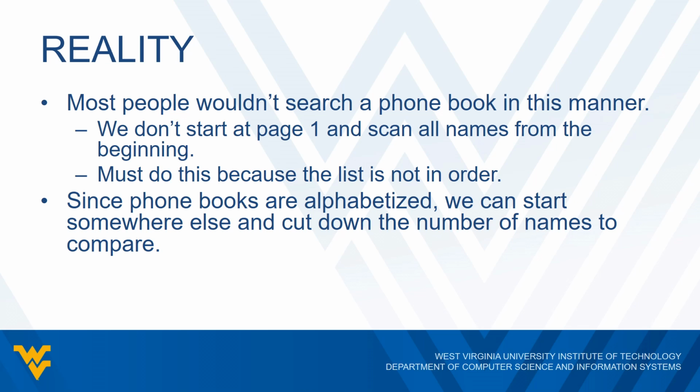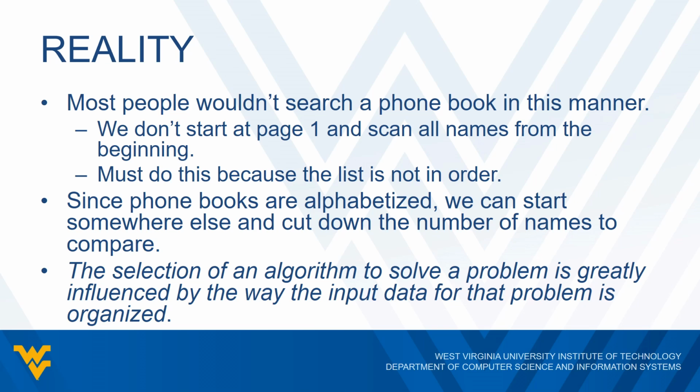So the whole point here is to show that the algorithm that we use for solving a problem does depend on our input and how that data is organized. So here in our algorithm, our data was unordered. It was unsorted. It's not in any order. So we had to search every single item in there. If the data were sorted in alphabetical order, then we can make modifications to it to cut down the number of times we have to repeat our loops, or we can cut down the number of names that we have to search. So a big part of designing an algorithm is recognizing what our input data is and how it's organized.